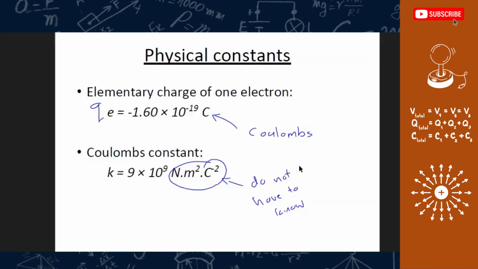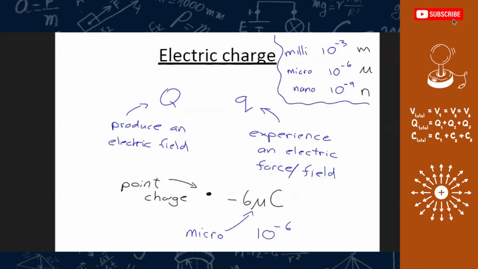We're going to be working with Coulomb's law, and it has a constant. The constant is 9 times 10 to the power of 9. Now, because electric charge is so small, we will always represent it in millicoulombs, microcoulombs, or nanocoulombs. The milli is times 10 to the power of minus 3, the micro is times 10 to the power of minus 6, and the nano is times 10 to the power of minus 9.